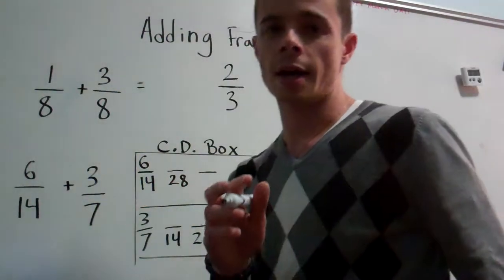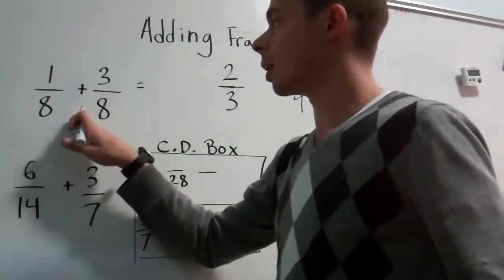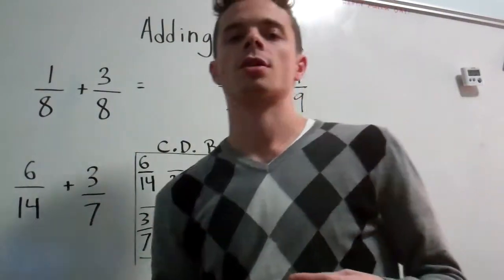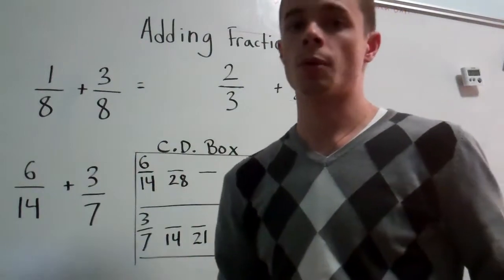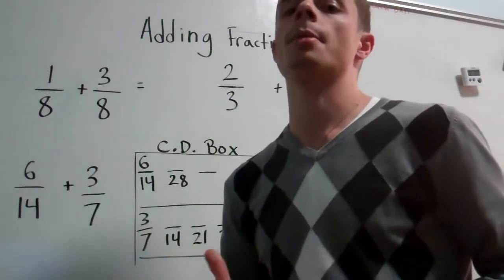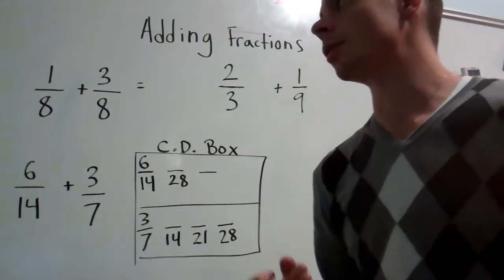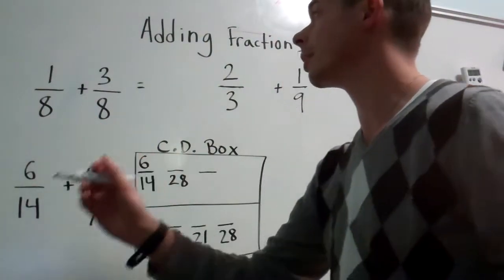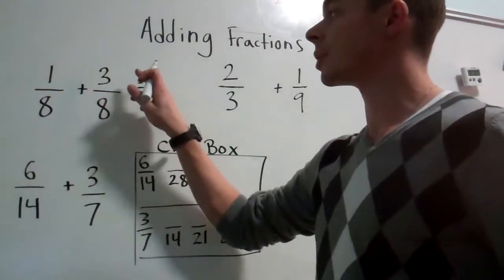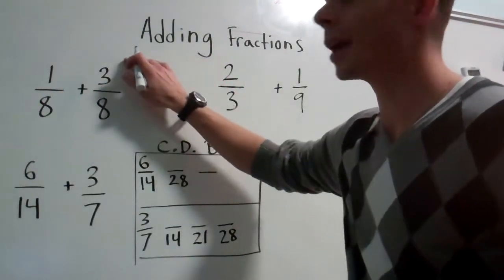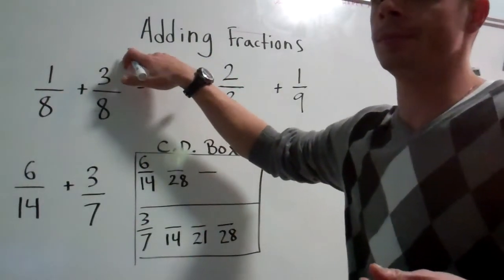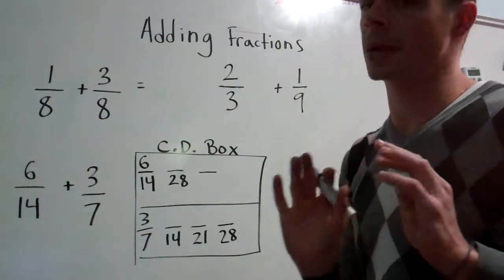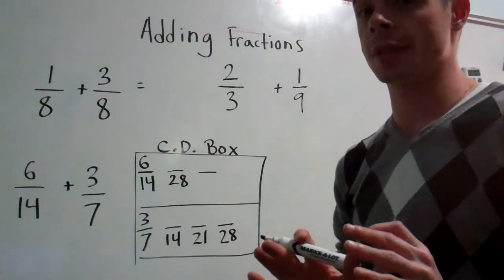Okay, we're going to talk about adding fractions now. There are two different situations: one where the fractions have a common denominator, and one where they have an uncommon denominator. So the first situation, if it's a common denominator, 1/8 plus 3/8, all we have to do is add the numerator, and we don't have to worry about the denominator because they're the same.